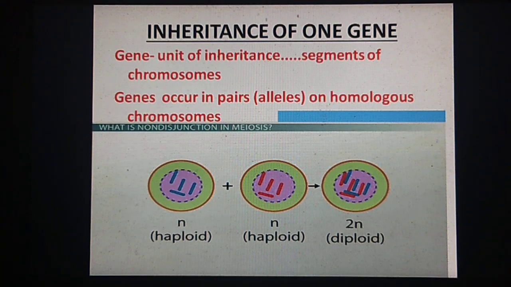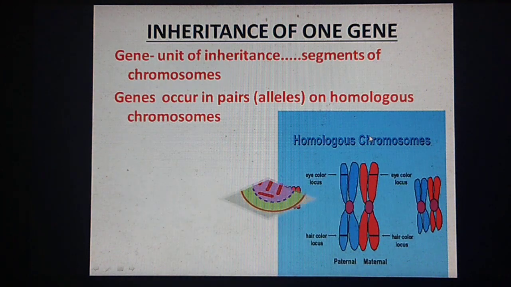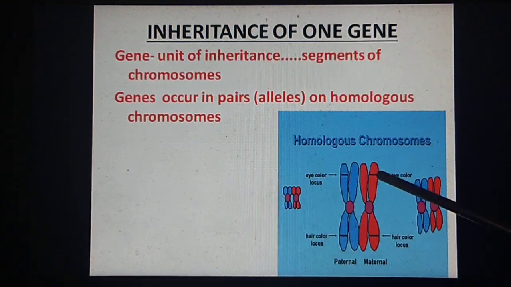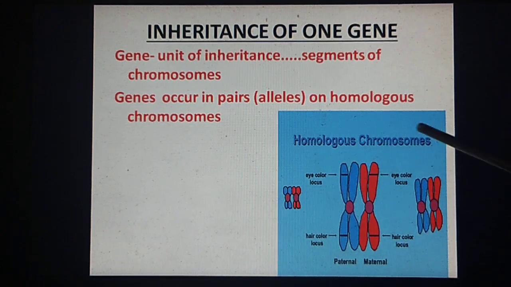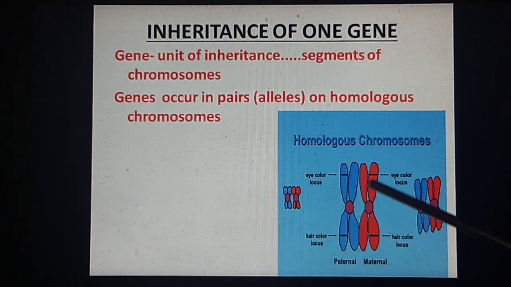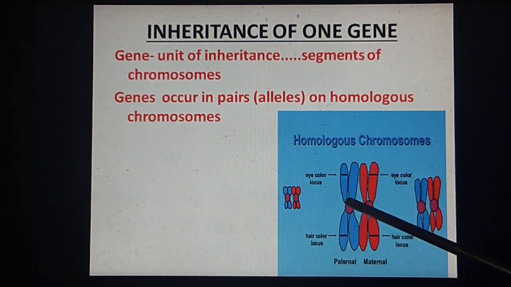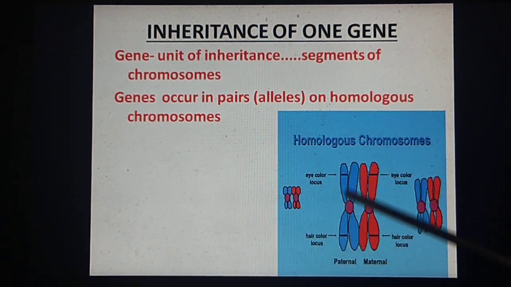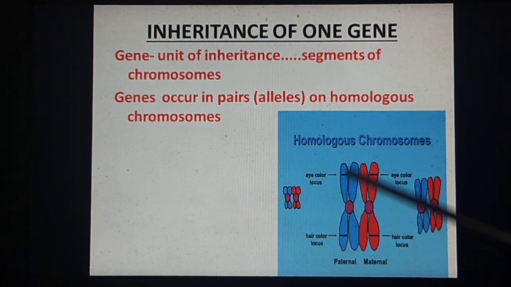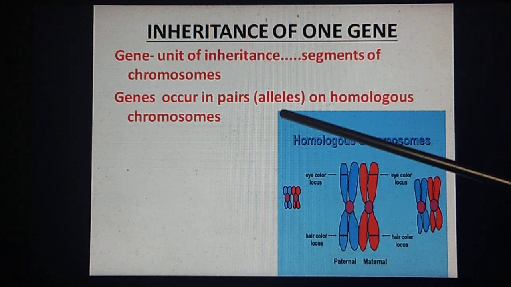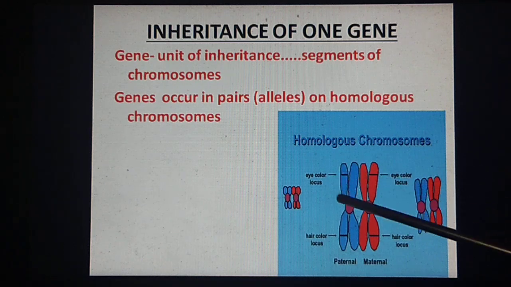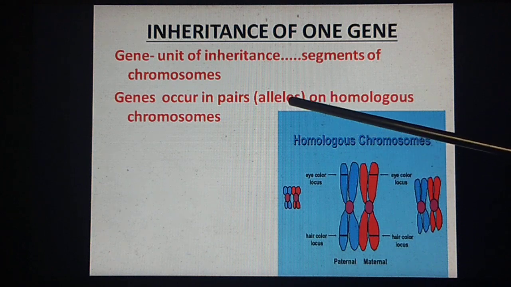Both the sets form the pair in the diploid cell, and hence they are called homologous chromosomes. Though both the chromosomes are formed from two different individuals or two different gametes, still they are alike to each other by the shape or the size or the centromere position, and also the characteristics that are present in one chromosome will be also present in the other chromosome. So therefore they are called homologous chromosomes. So genes also will occur in pairs on these homologous chromosomes. So this pair of genes we also call alleles.